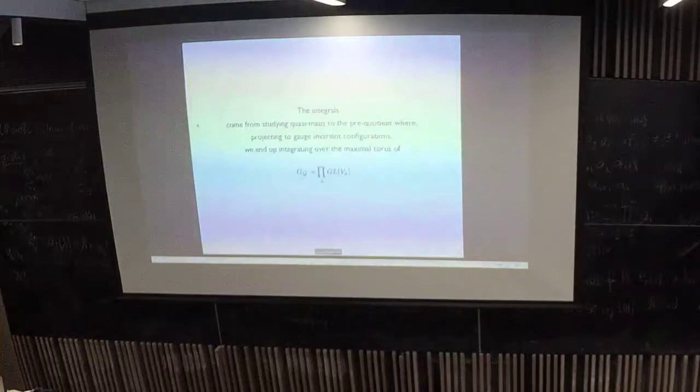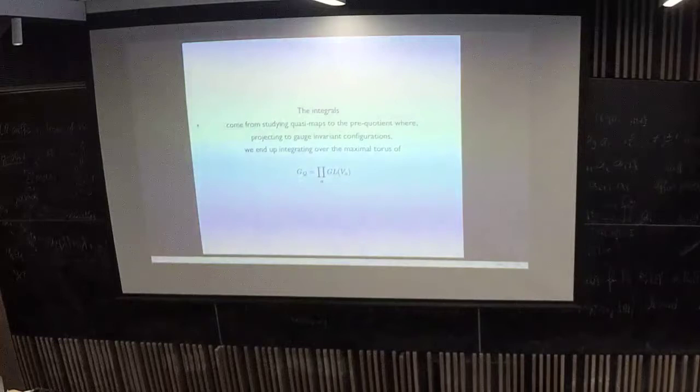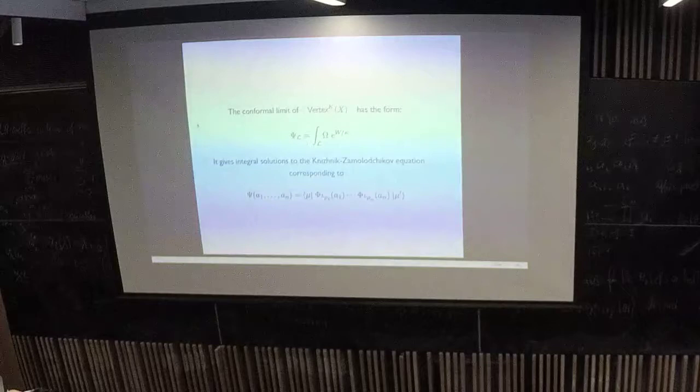You think about it as studying maps to the free quotient, which is T star of representations of a quiver, and then projecting to gauge invariant configurations. And this projection to gauge invariant configurations leads you to integrating over the maximal torus of the quiver group. So you get an integral formulation of K-theoretic vertex functions. At the level of that integral formulation, you can take a conformal limit and get something that still makes sense. And what you find is that in the limit, you get integral solutions of Knizhnik-Zamolodchikov equations.